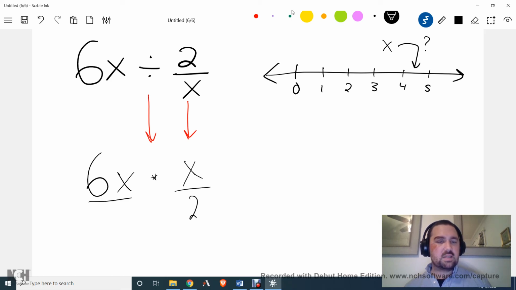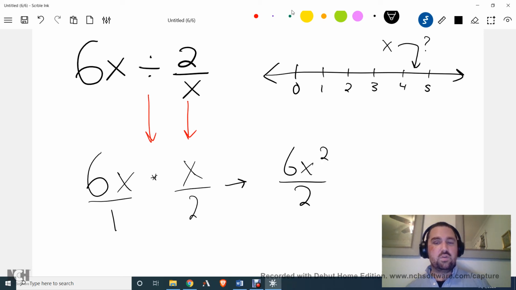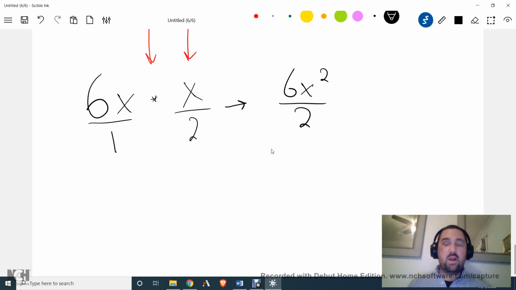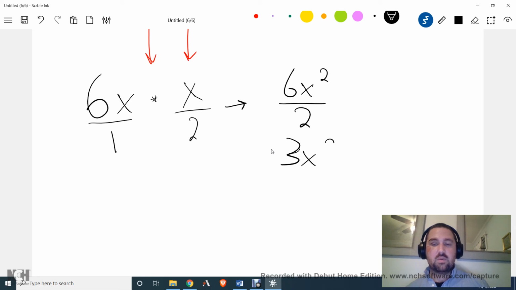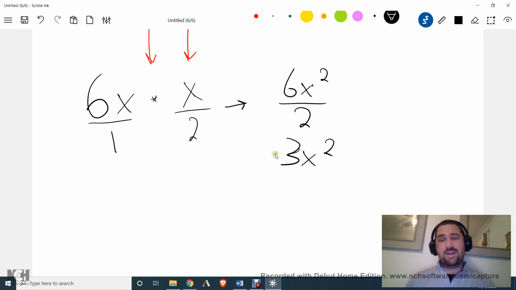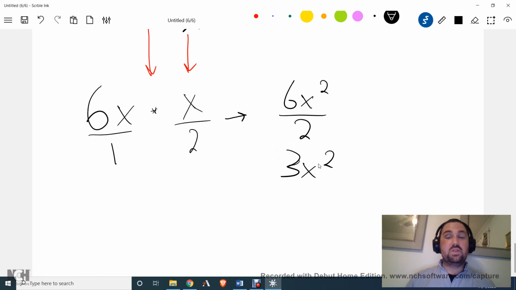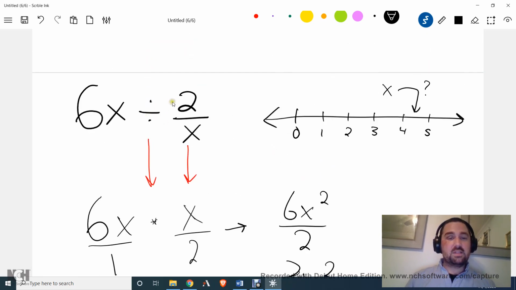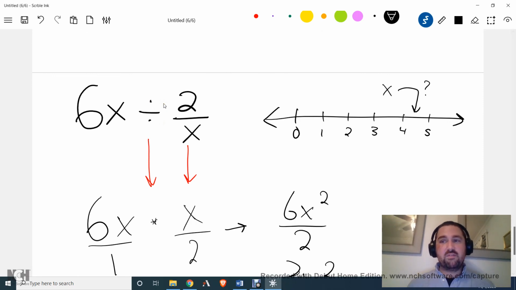Now, this 6x is 6x over 1. If you've forgotten how to multiply fractions, you multiply top to top and bottom to bottom. We end up with 6x squared over 2, which simplifies to 3x squared, right? The 6 divides by the 2, and we get 3x squared. Now, this is not a super nice expression, but notice how it's doable with double inverses. I would argue if you're just looking at it from the way up here with dividing by a fraction, we're just going to be in a bad place.